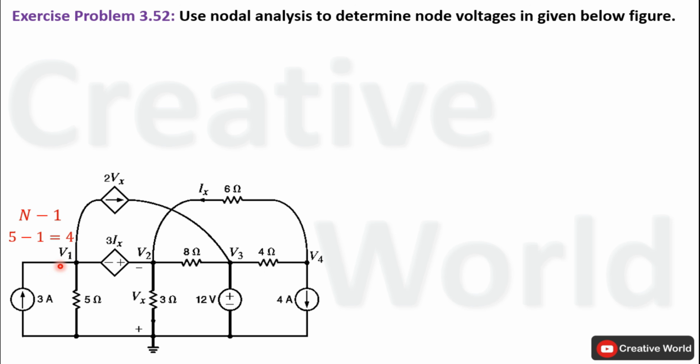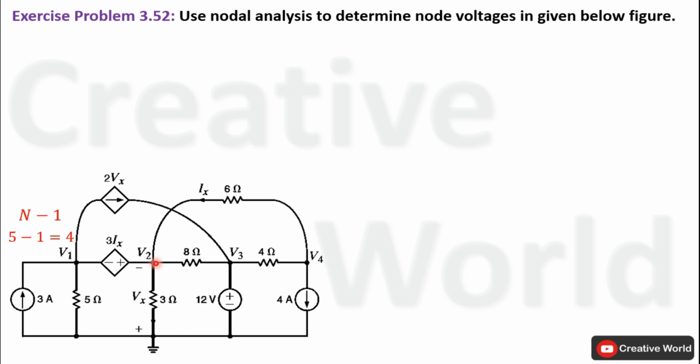In the next step, we have to assume all unknown non-reference node voltages. In this circuit diagram, this node is considered as the reference or ground node. The other non-reference node voltages are named V1, V2, V3 and V4, and we are interested in finding out their values. Before we proceed further, if we observe, there is a current dependent voltage source connected between two non-reference nodes. We know that if a voltage source is connected between two non-reference nodes, we cannot solve that problem using the simple nodal analysis technique. We have to switch towards the supernode topology.